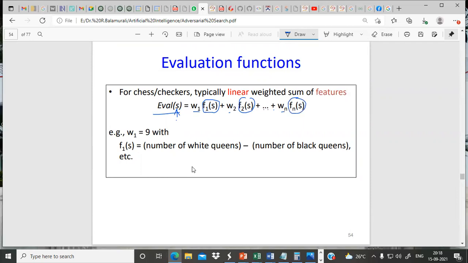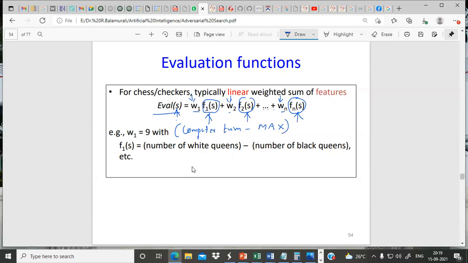Now, these functions we know. We only decide these functions. But how do we know these weights? These weights should be learned by the program. So how should the program learn? Let us assume it is the computer's turn. The computer's turn means it's Max's turn. Max means the computer wants to maximize its result.